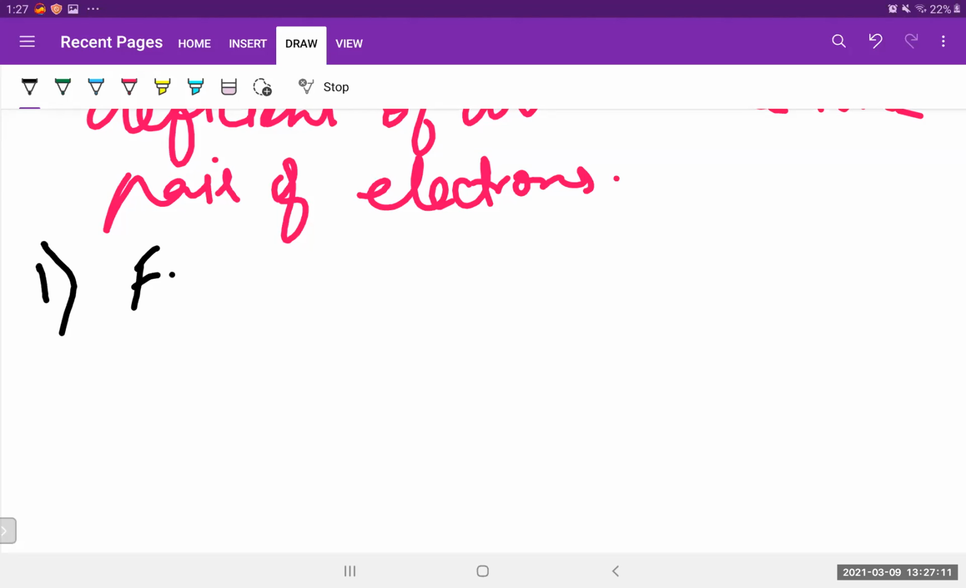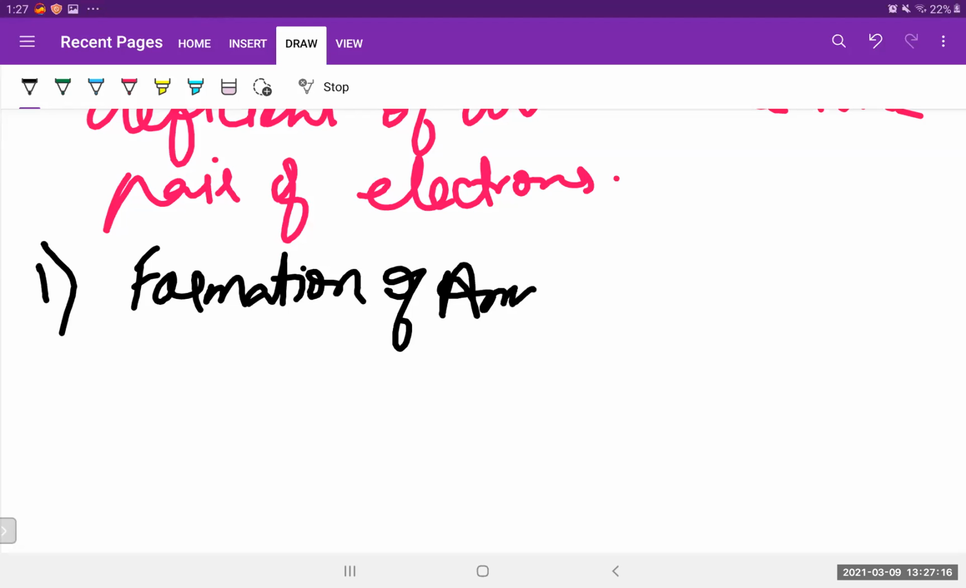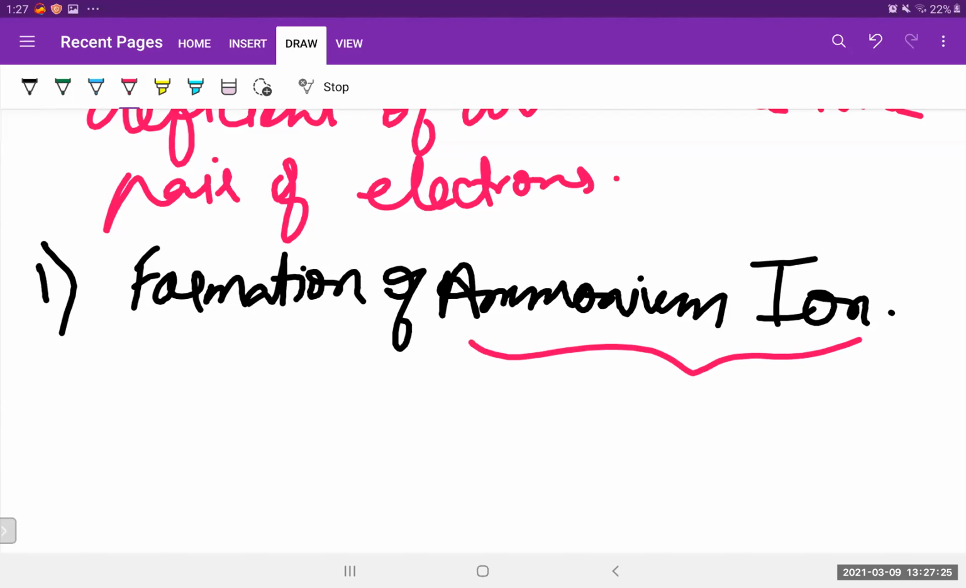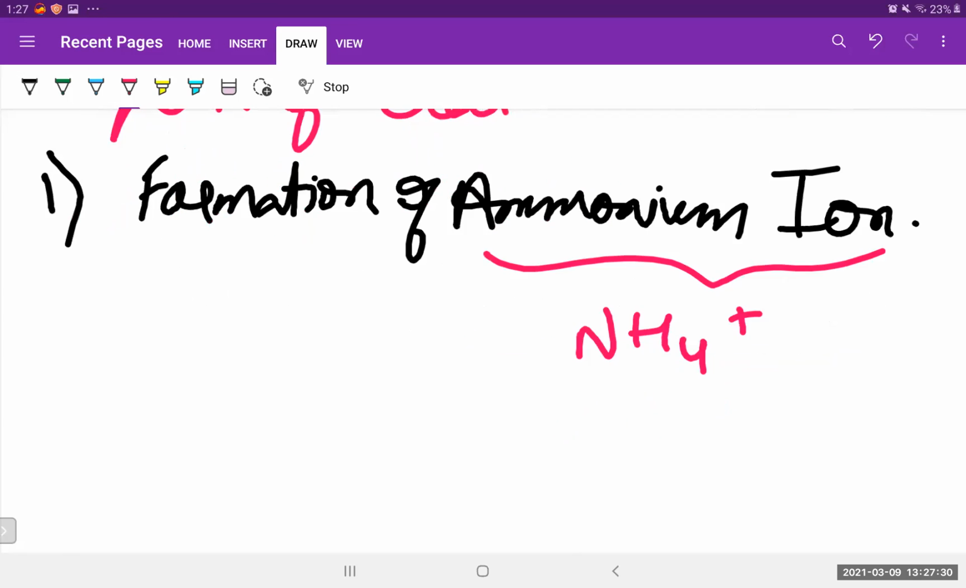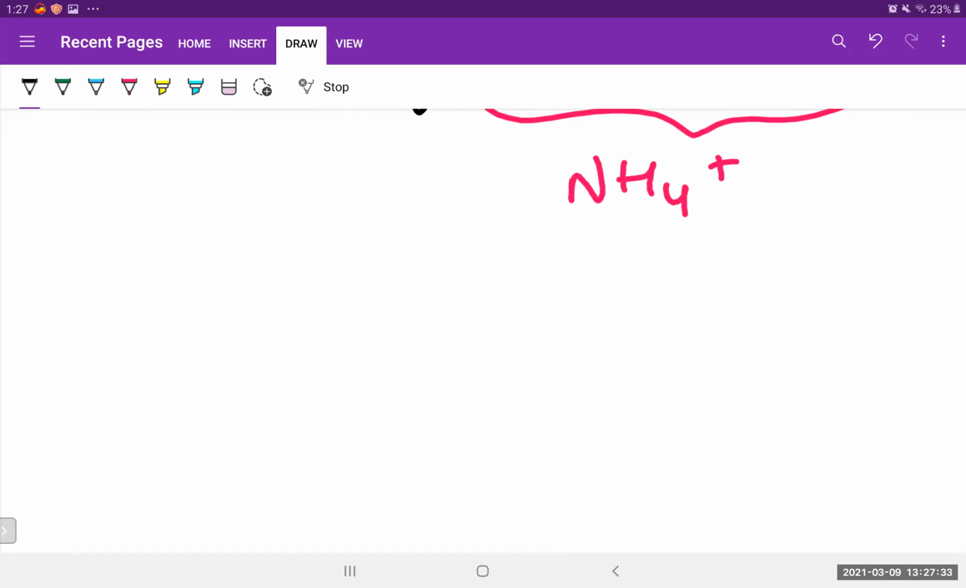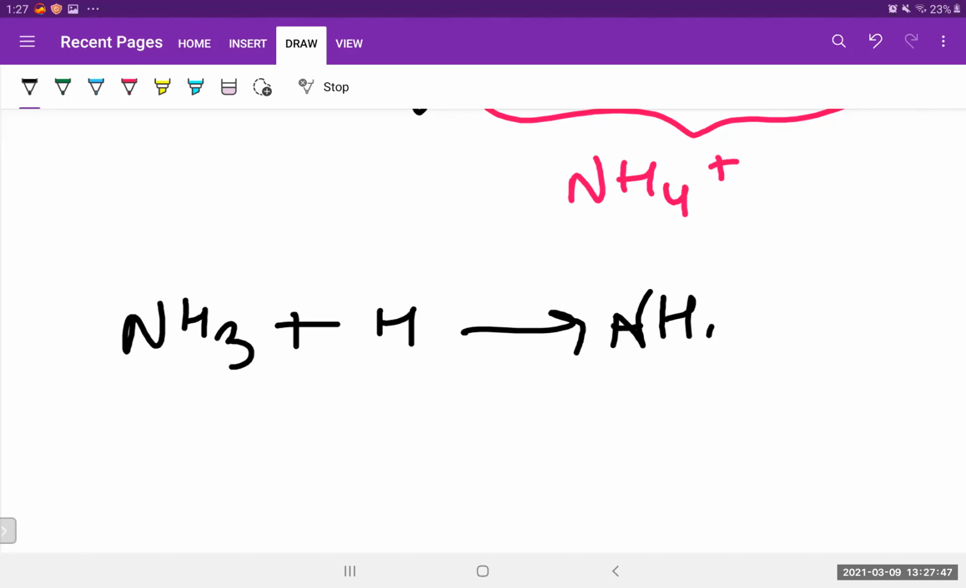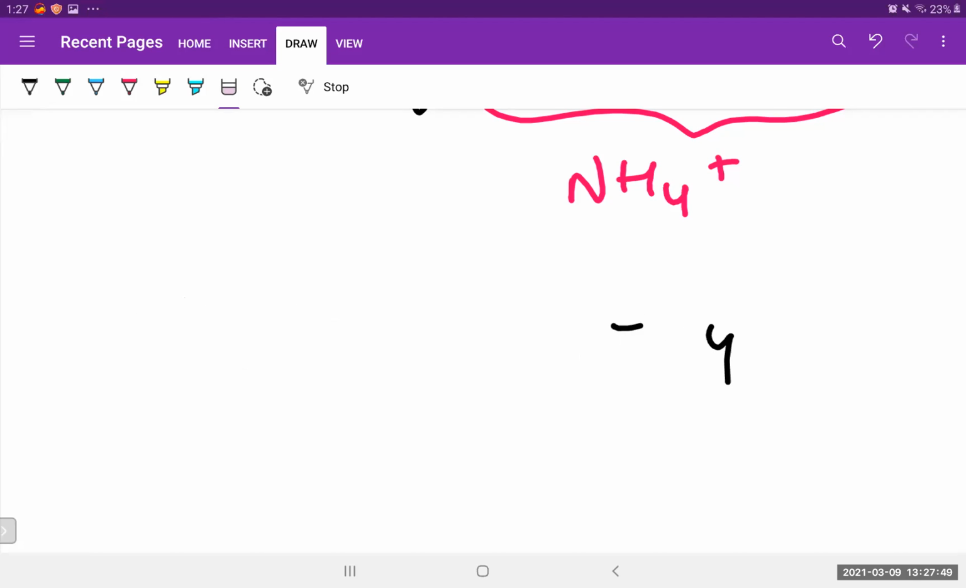So first of all we will study the formation of ammonium ion. An ion is something which is having a charge. Let's write NH4 with a positive charge. Now let's discuss how it is formed. Ammonium ion is formed from ammonia molecule and one hydrogen ion is added to it. Like I have NH3 plus one hydrogen ion, and what I got is NH4 plus. This is not the correct equation, but it is something like that only.